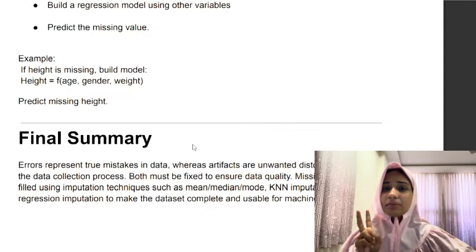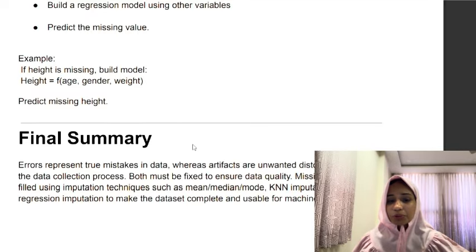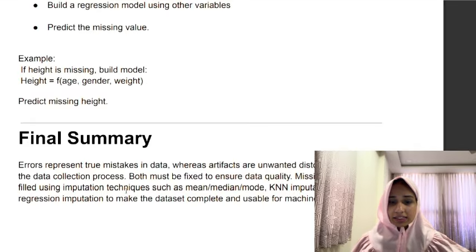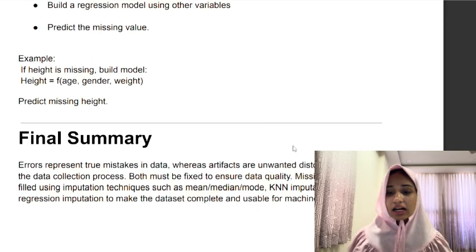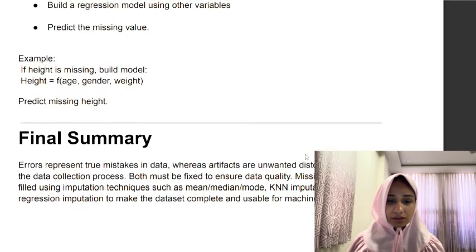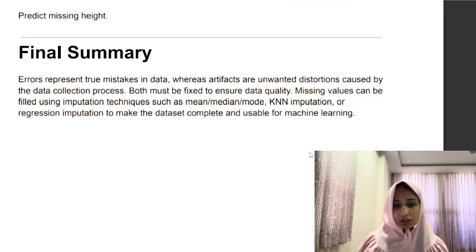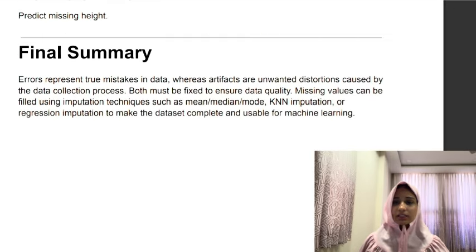So the first is filling with mean, median, or mode. And second is filling with KNN imputation, where we found the nearest values of NA and then imputed the value. Now the final summary: errors represent true mistakes in data, whereas artifacts are unwanted distortions caused by the data collection process. Both must be fixed to ensure data quality. Missing values can be filled using imputation techniques such as mean, median, mode, KNN imputation, or regression imputation to make the dataset complete and usable for machine learning.